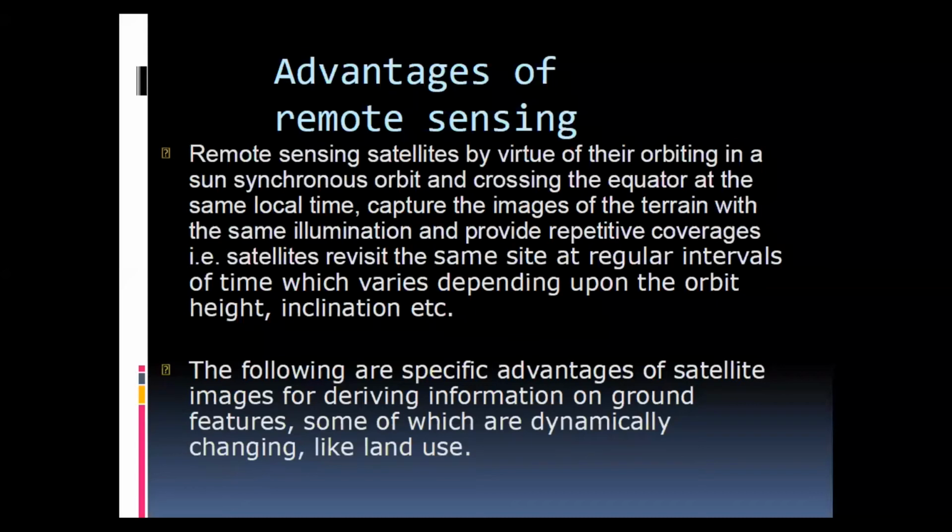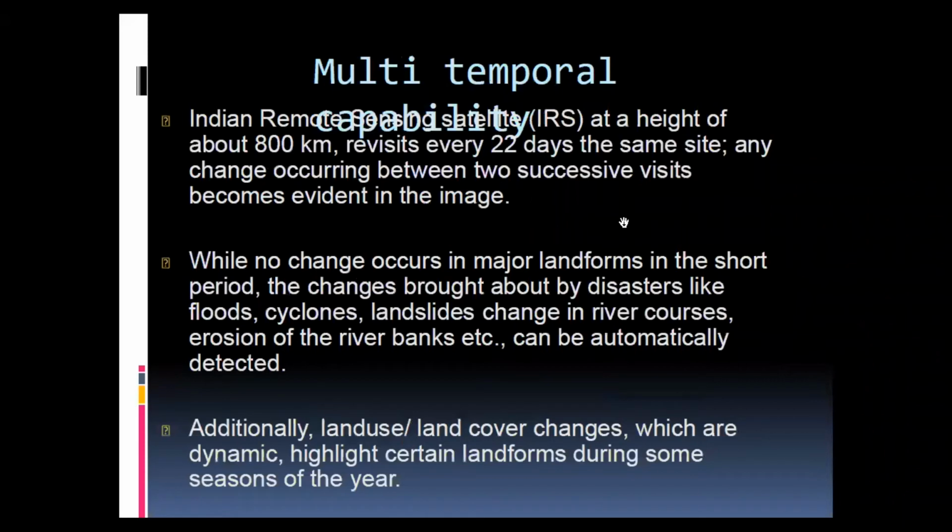There are some specific advantages of satellite images for deriving information on ground features, such as land use. Similarly, for example, if you want to do the planning of a city, you can also use a satellite image. We can take the example of Sargodha. You can take an image of Sargodha city 10 years ago, and after 10 years, you can see how much that city has developed. It has wider applications in city regional planning and other areas.